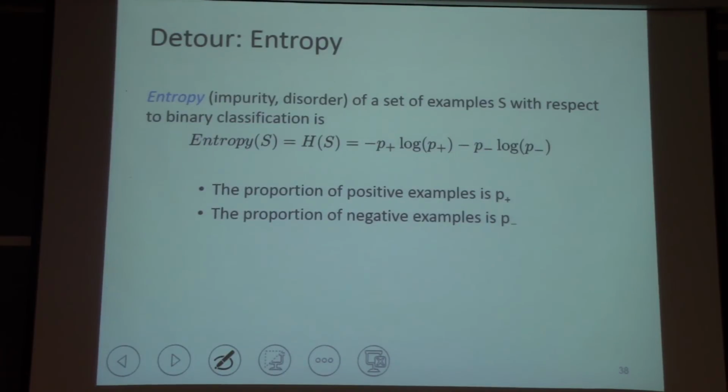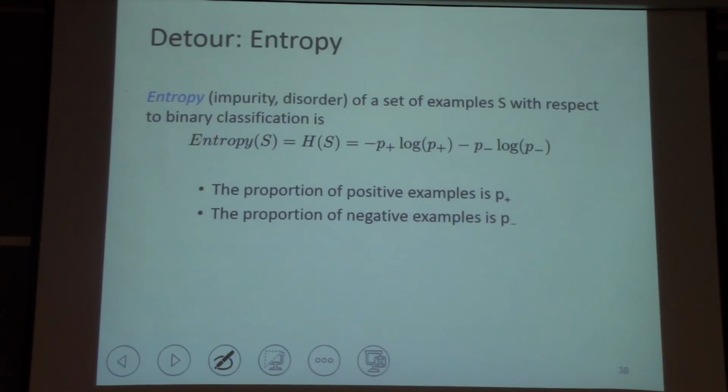I'm going to bias this towards what we need to know for defining information gain. Say you have a set of examples S, and say you have 2 labels, plus and minus, and suppose P plus is the fraction of examples that have a positive label, and P minus is the fraction of examples that have a negative label. Then entropy is a way of measuring the amount of uncertainty in the data with respect to the labels. And it's defined simply as negative P plus log P plus, negative P minus log P minus.